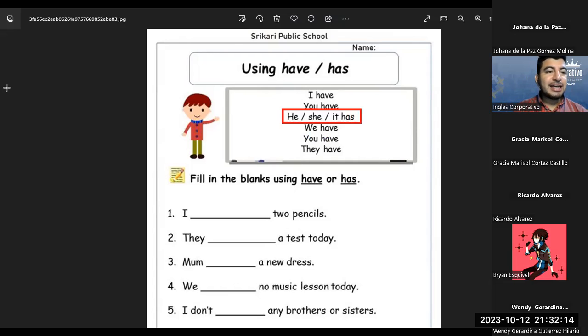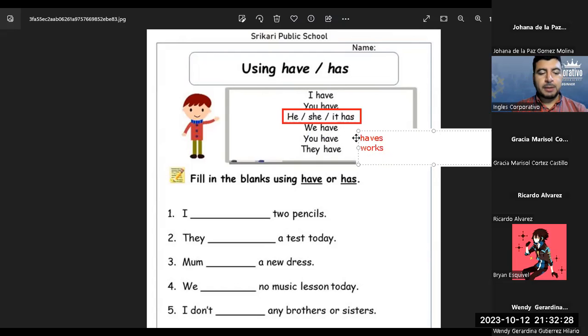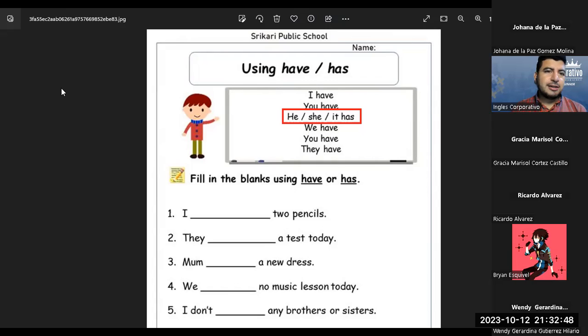No vamos a agregarle S como la regla común. Es el verbo have, no le vamos a agregar S como a los demás verbos. Por ejemplo, work, le agregamos S. ¿Verdad? Play, le agregamos S. En el caso de have, simplemente le cambiamos por has. ¿Ok? So, here have some sentences. I guess we don't need too much explanation. No necesitamos mucha explicación para esto porque it is like something not that difficult, no tan difícil, pero vamos a ver lo siguiente.